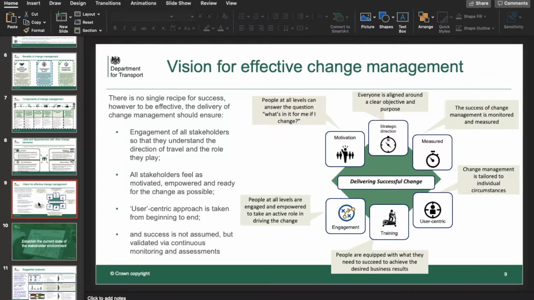You want to focus on making your change approach as user-centric as possible to make sure that it's tailored to the individual and their circumstances. You also want to focus on training so that people are equipped with what they need to succeed to achieve the desired business results. And you also want to look at engagement, so people at all levels are engaged and empowered to take the active role in driving that change.